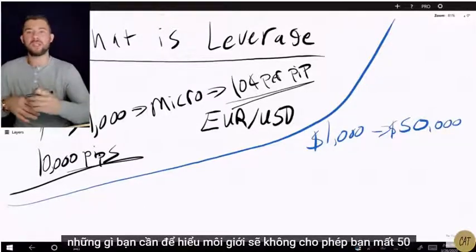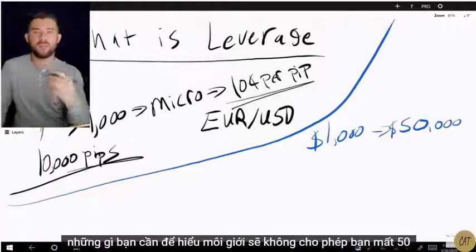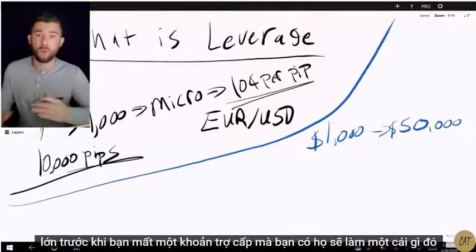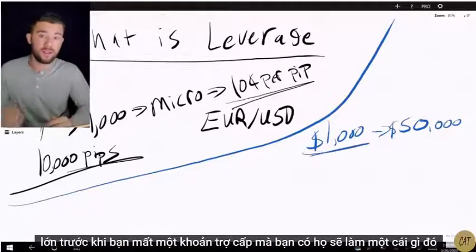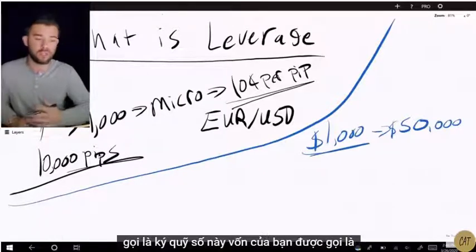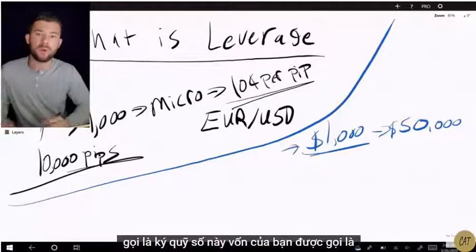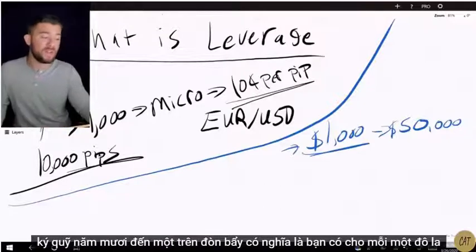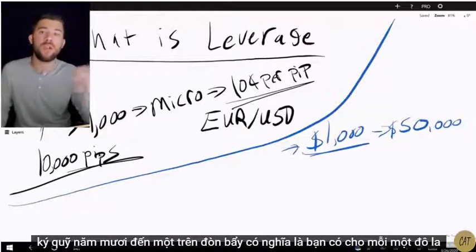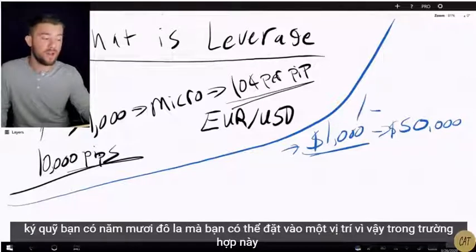Now, here's what you need to understand. The brokerage is not going to let you lose 50 grand before you lose the 1 grand that you have. This is called margin. 50 to 1 on leverage means that for every $1 of margin, you have $50 that you can put into a position.